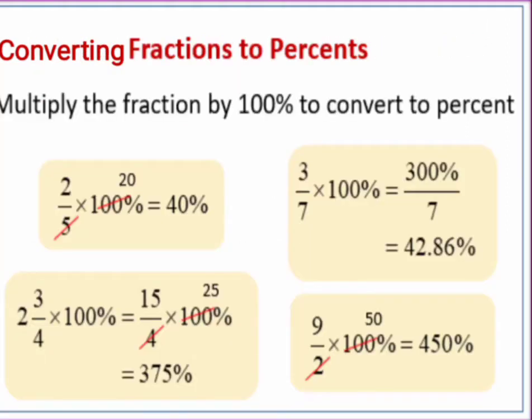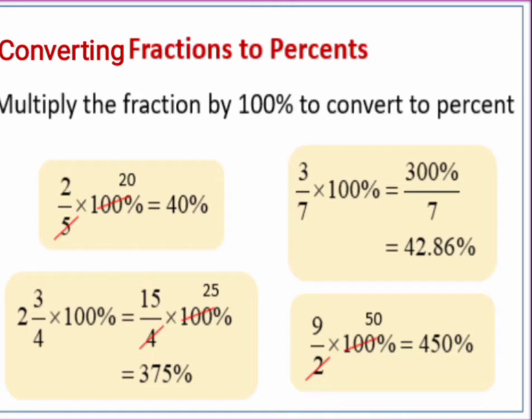Let us see some examples. Multiply the fraction by 100% to convert to percent. 2 upon 5 multiply 100%. 5 20s are 100, so 2 20s are 40%. Let's see one more example. 3 upon 7 into 100%, that is 300% upon 7 or 42.86%.